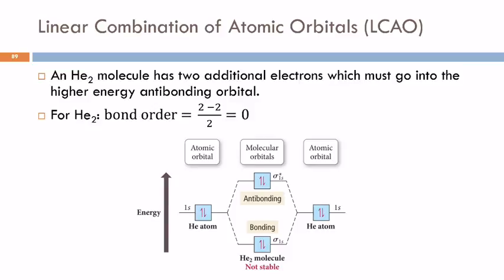Okay. So how do you know how many would go in each? Well, you draw the molecular orbital diagram, and you look at the number of valence electrons, and then you put them in.